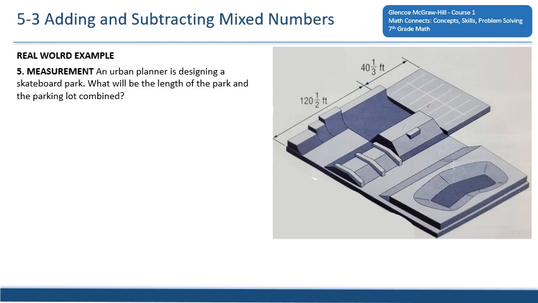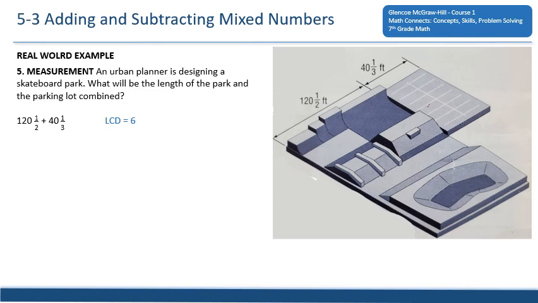Real world example. An urban planner is designing a skateboard park. What will be the length of the park and the parking lot combined? So we see that the park is 120 and 1/2, and the parking lot is 40 and 1/3 feet. So if we add those together, we have 120 and 1/2 plus 40 and 1/3.